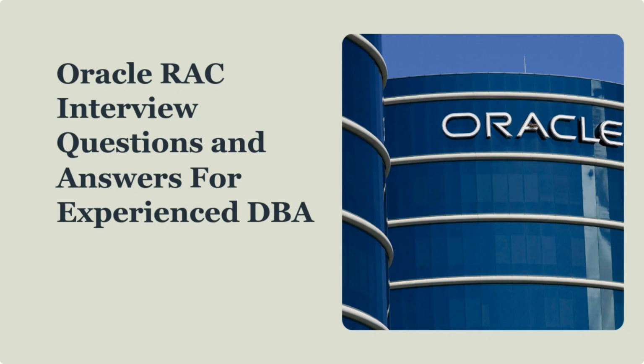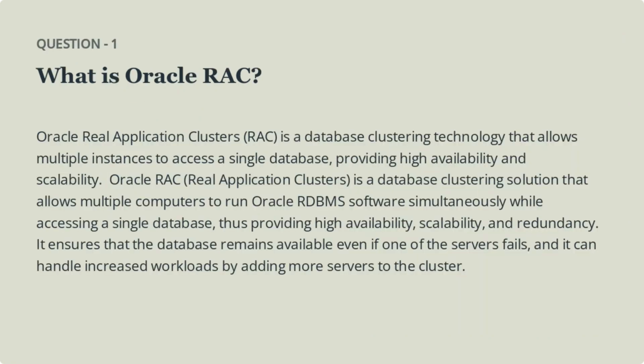Let's dive in. Oracle RAC, or Real Application Clusters, is a database clustering technology that enables multiple instances to access a single database, providing high availability and scalability. It allows multiple computers to run Oracle RDBMS software simultaneously while accessing a single database, ensuring high availability, scalability, and redundancy. In the event of a server failure, the database remains available, and it can handle increased workloads by adding more servers to the cluster.